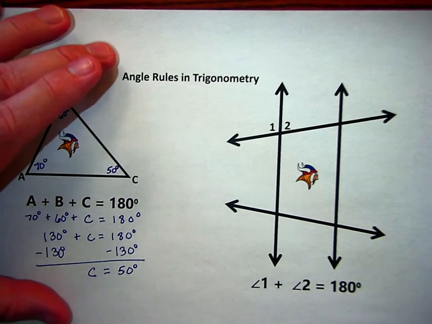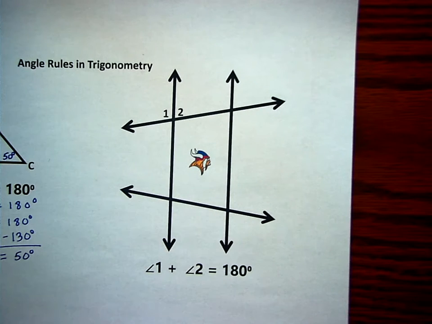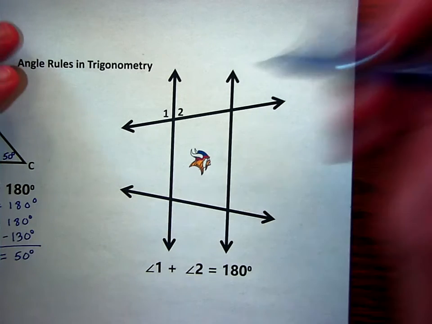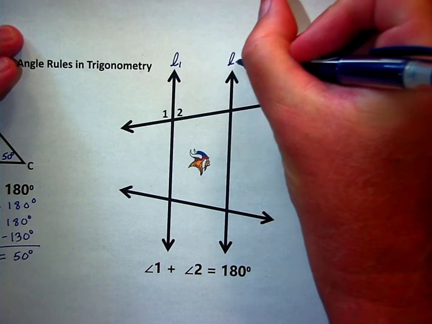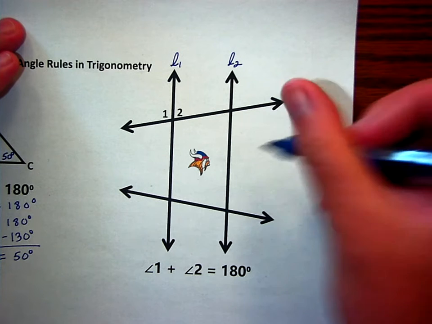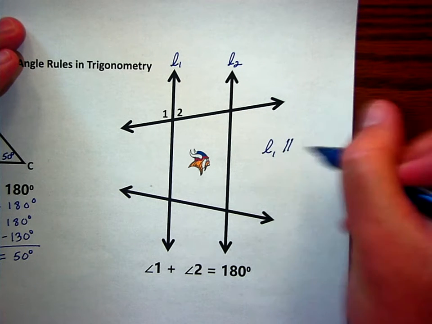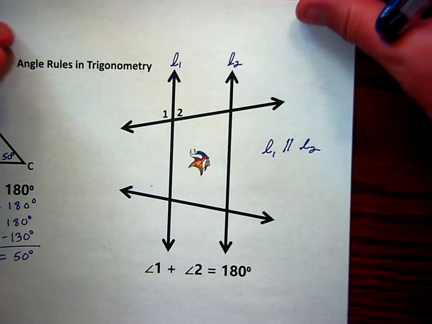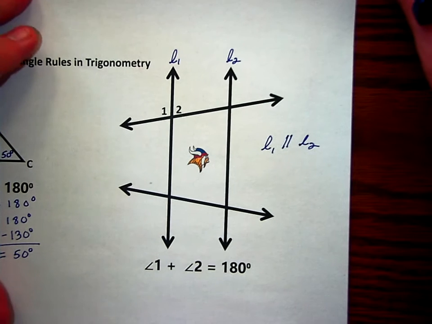Another scenario that we commonly get involved with involves parallel lines. Now at this moment, we don't have any lines that are parallel. However, let's label this line 1 and that line 2. And then let's make a statement that says L1 is parallel to L2. Now that opens up many scenarios involving the angle measures that you see in this diagram.